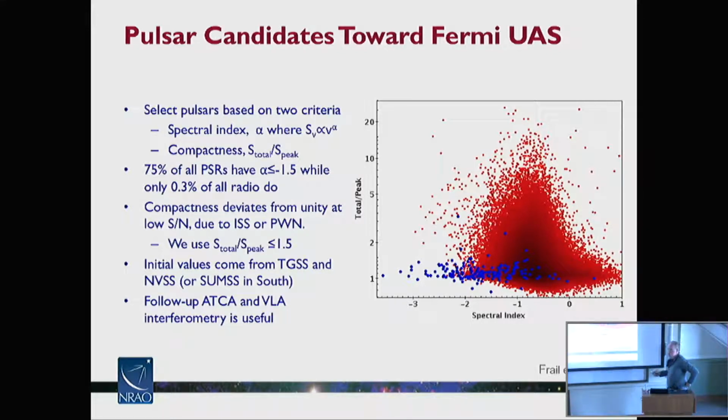And to recap, the method is dead simple. You basically use two criteria. You measure the spectral index of the object, and then you have some measure of compactness. This is the total flux density in millijanskys versus the peak intensity, millijanskys per beam. It's a specific intensity, so a diffuse source will have a large ratio here. Point sources will have a ratio of order unity, modulo signal to noise.